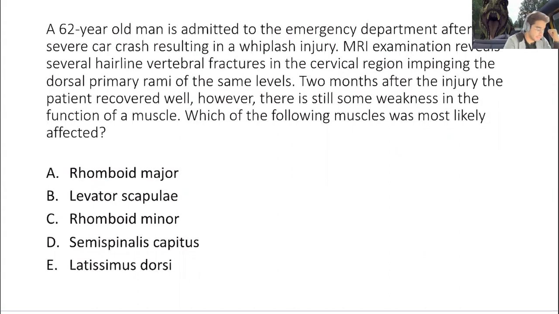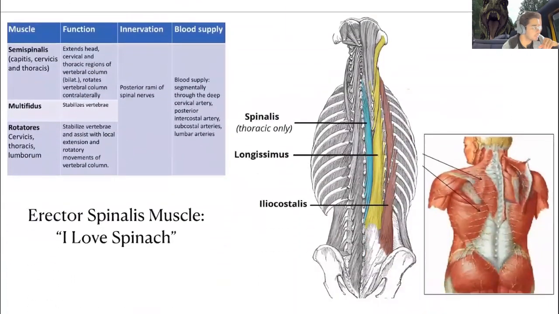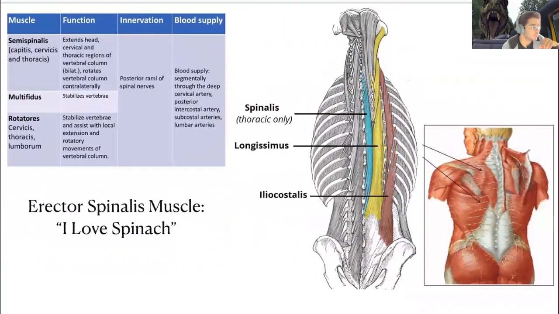All right, perfect, guys. Exactly. So the answer is semispinalis capitis, right? Now, what you need to remember with this is that in terms of your erector spinae muscles, I have a quick mnemonic for remembering them. And that is I love spinach, right? These are the erector spinae muscles.